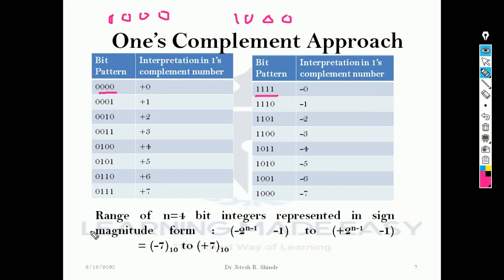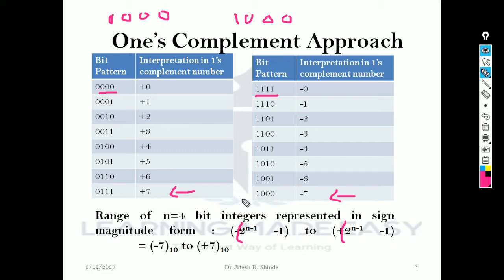Now the range of n equal to 4 bit binary integers. What is the range? From this table we see the range is plus 7 on the positive side and minus 7 on the negative side. For sign magnitude representation we have seen the generalized range formula was minus 2 to the power n minus 1, minus 1, to plus 2 to the power n minus 1, minus 1. The result we are getting is minus 7 to the base 10 to plus 7 to the base 10.